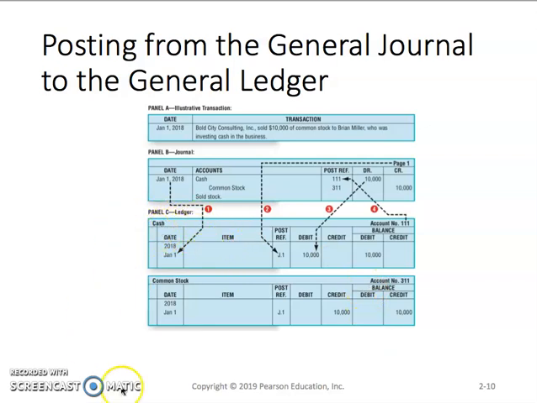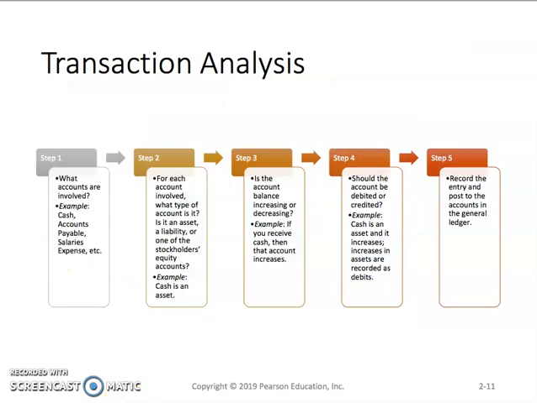Okay, so let's take a look at the transaction analysis. Now, this is something also that I would print, this one and the next slide. Okay, we're given our fact pattern, and then we have to analyze it. Right? We're given the transaction, we have to analyze it and figure out how to properly record it. So, step 1, what accounts are involved? Is it a cash account? Is it accounts payable, salaries, etc.? That's the first thing we have to figure out.